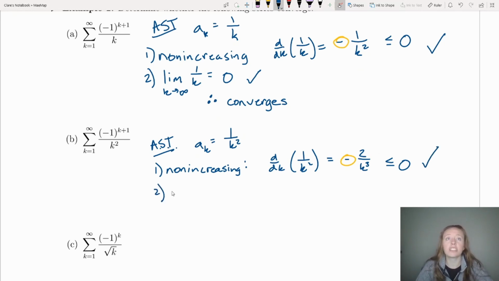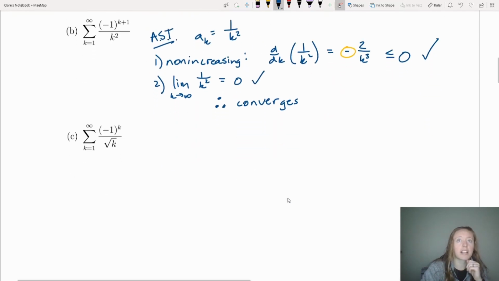Now, another thing we need to check is that the limit equals 0 as k approaches infinity of our a sub k, which in this number is 1 over k squared. Again, I know that my numerator is staying the same at a constant of 1, whereas my denominator continues to blow up as we go towards infinity. So a constant over a really large number is going to be a super small number, so that's going to go to 0. So because we meet both of those conditions, this alternating series, therefore, it converges.